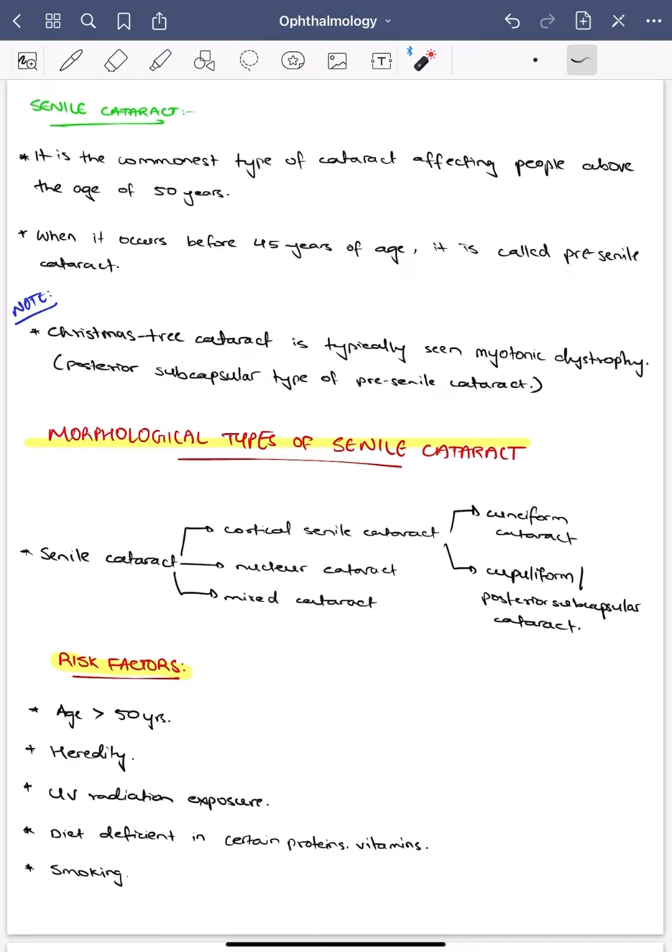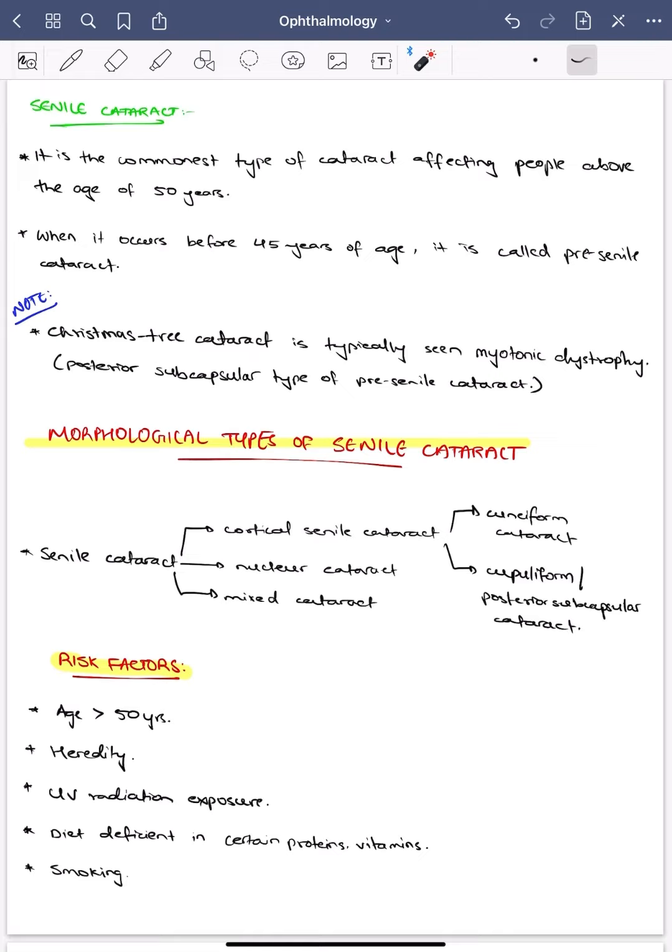Now, a one mark question that can be asked is: Christmas tree cataract, it is seen in which condition? Christmas tree cataract is typically seen in myotonic dystrophy. So this is the Christmas tree cataract.